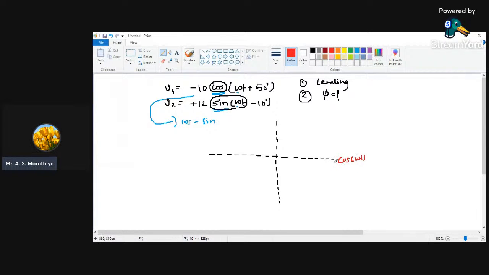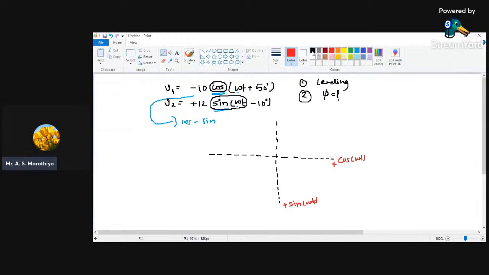The moment I take cos omega t on the reference axis, or you can say plus cos omega t on the reference axis, plus sine omega t has to be on this particular axis. That means on the vertical axis, that too in the downward direction. Now you tell me why, what is the reason behind this? So I need to take here plus sine of omega t. Now you tell me what is the reason behind this. The answer is very simple.